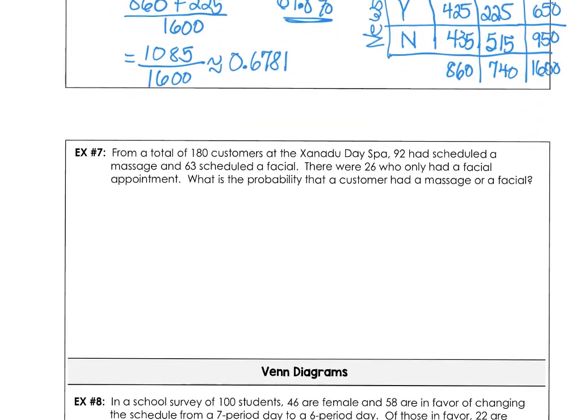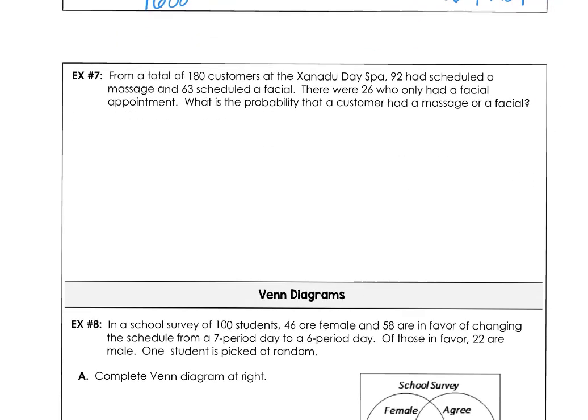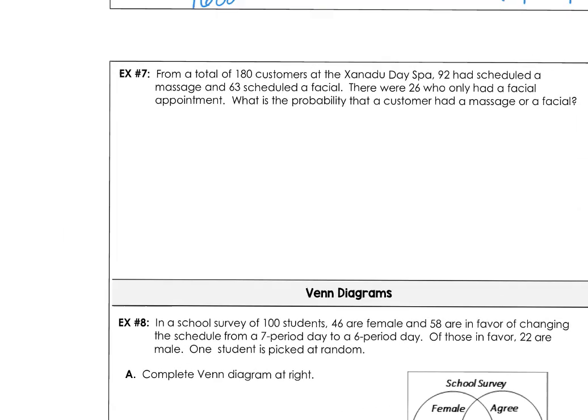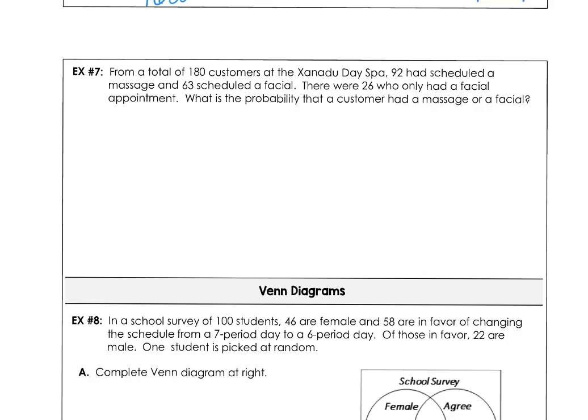In example 7, we have a total of 880 customers at the Xanadu Day Spa. 92 had scheduled a massage and 63 scheduled a facial. There were 26 who only had a facial appointment. What's the probability that a customer had a massage or they had a facial? So we've got to consider the overlap in this case.